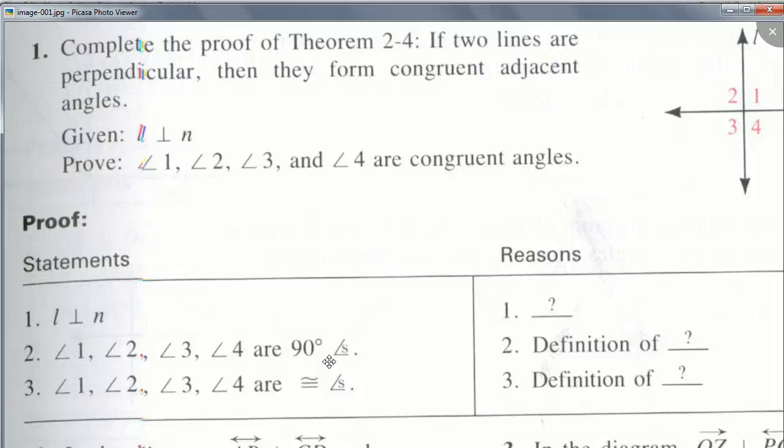Any questions? Does this make sense? Do you see the subtle difference between the definition of perpendicular lines versus one of these theorems? Are we good? The last step is what? Definition of congruent angles, because that's what we just said. All the angles are 90, therefore they're all congruent. Any questions? Is this it? Yeah, that's it for today. Any questions? No. Good. All right.